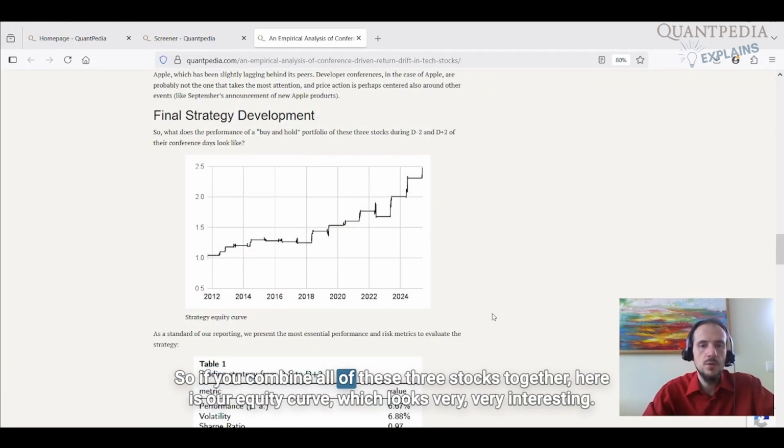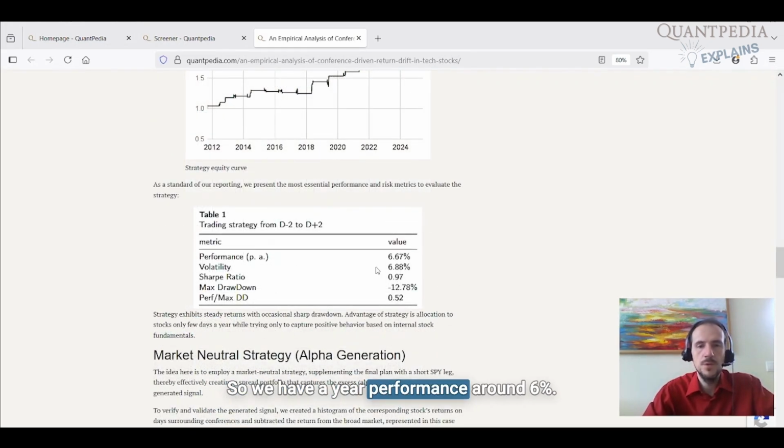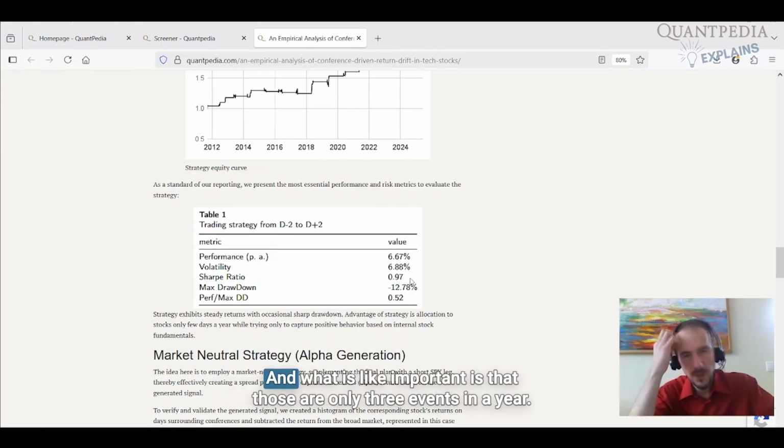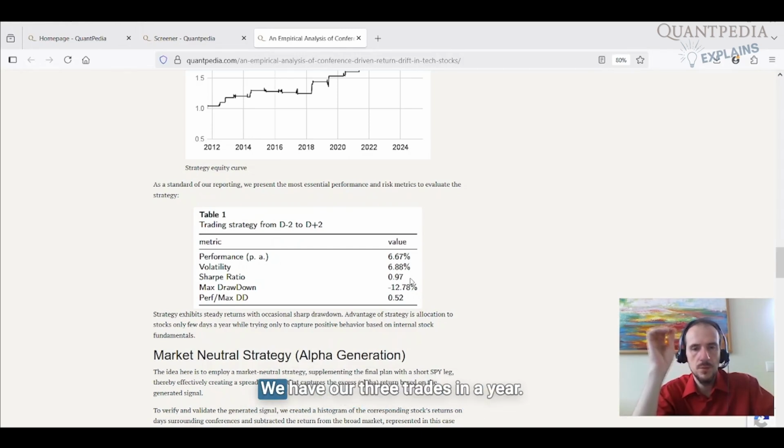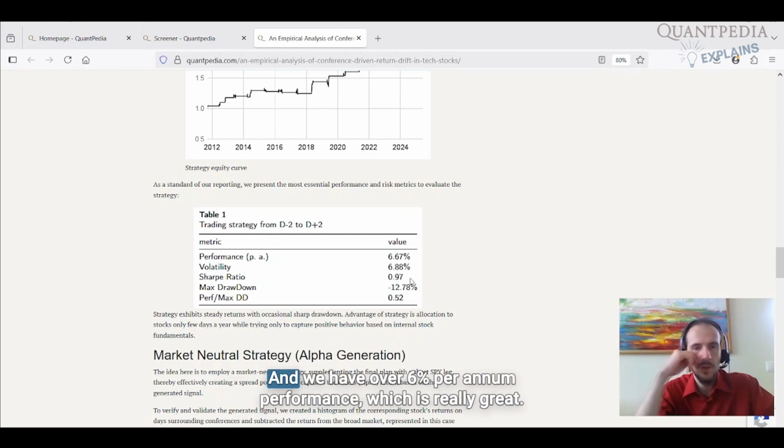So if we combine all of these 3 stocks together, here is our equity curve, which looks very, very interesting. So we have a yearly performance around 6%, volatility once again around 6%, Sharpe ratio around 1.0, which is really great. And what is important is that those are only 3 events in a year. We have 3 trades in a year. We are holding our position in 3 stocks approximately 20 days in 1 year, and we have over 6% per annum performance, which is really great.